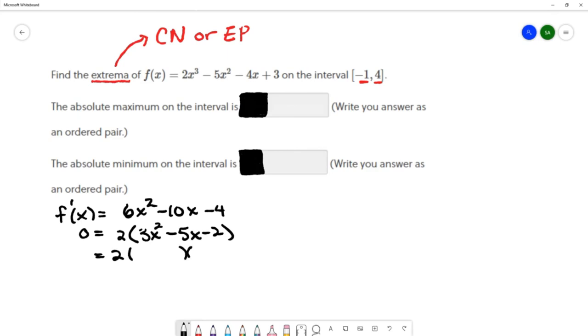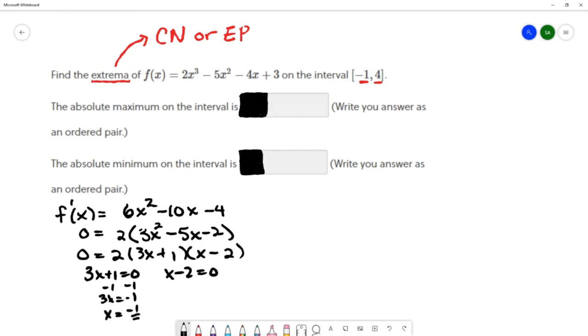We'll factor that quadratic into 3x and x. We can do 2 and 1. And we want to do a minus here and a plus here. And we'll set each of these factors equal to 0. 3x plus 1 equals 0. X minus 2 equals 0. Subtract 1, that gives 3x equals negative 1, and x equals negative 1/3. Add 2, and we get x equals 2.